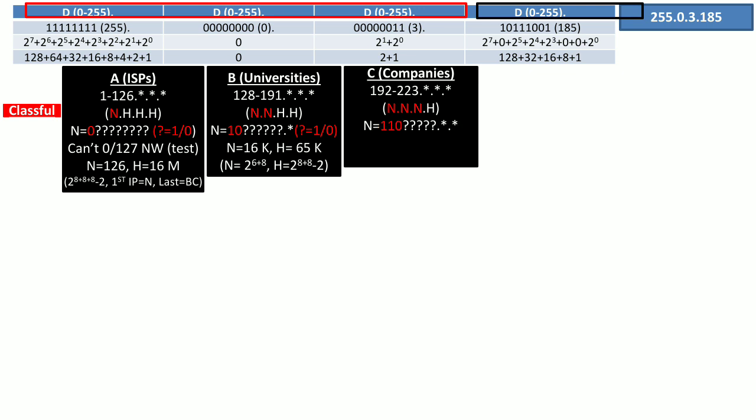So in class C IP address, in the first octet, the first three most significant bits are 1, 1, and 0. And then the remaining 5 bits in the first octet can be 1 or 0. There are around 2 million networks in class C addressing, and around 254 hosts. Only the last octet is used for host addressing, therefore hosts are very few. So this is the calculation.